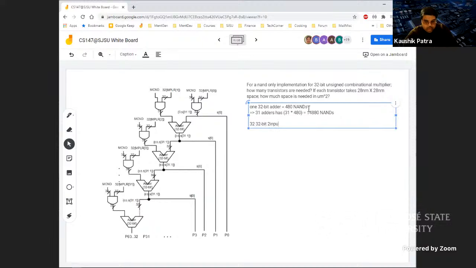And on top of that, you have the 32-bit 2-input AND. That is equivalent to 32 multiplied by 32 ANDs, and each AND gate is a combination of two NAND gates, one NAND and one NOT. So that becomes 32 multiplied by 32 multiplied by 2 NANDs, which is 2 to the power 5 multiplied by 2 to the power 6, 2 to the power 11, 2048 NANDs.